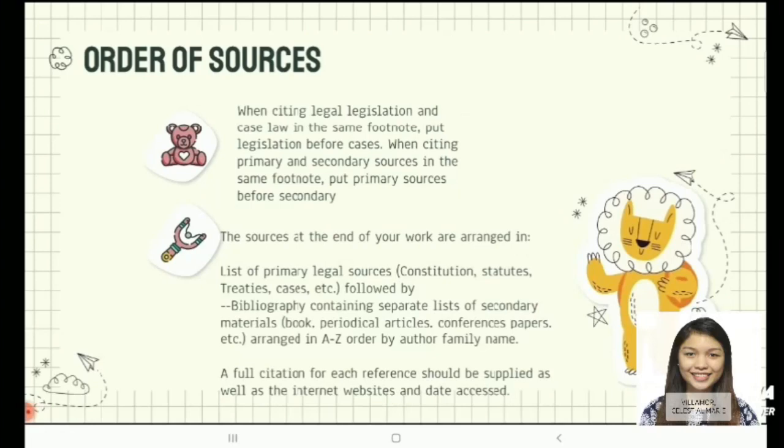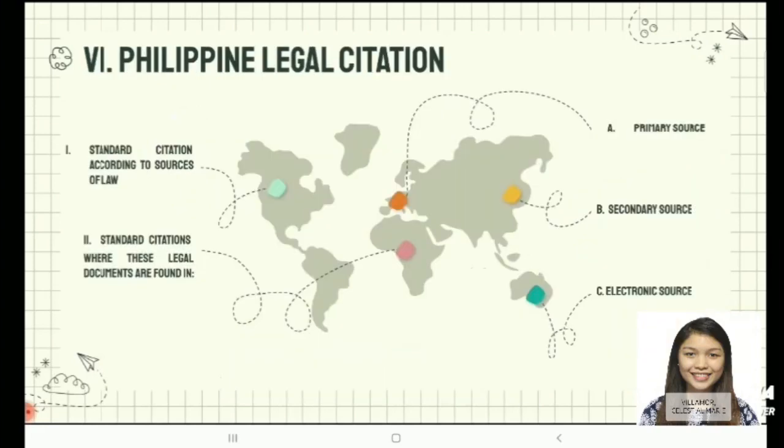For Chapter 6, we have Philippine legal citations. This chapter provides the standard citation according to sources of law. We have also standard citations where these legal documents are found in A, primary source, B, secondary source, and C, electronic source. If both primary and secondary sources are available, it is recommended that the primary source be cited.